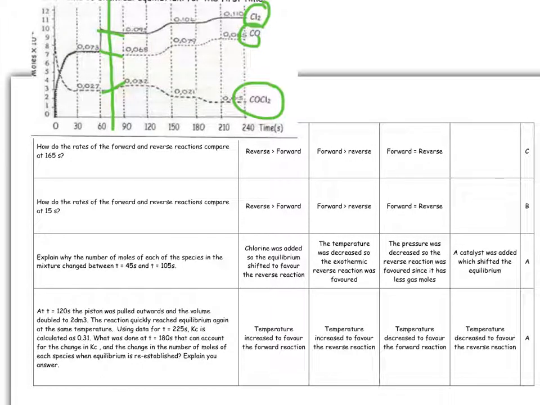How do the rates of the forward and reverse reactions compare at 165? So let's go to 165, and there we're at even keel, so they are equal to one another.